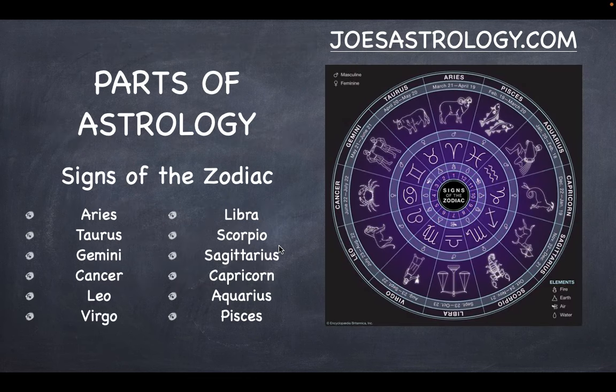Parts of astrology. If you're learning astrology, to really get good at it, you have to memorize this, and this is what we're going to go over here in this introductory mini course. You don't have to know everything, but you have to memorize some of the basics, the components.